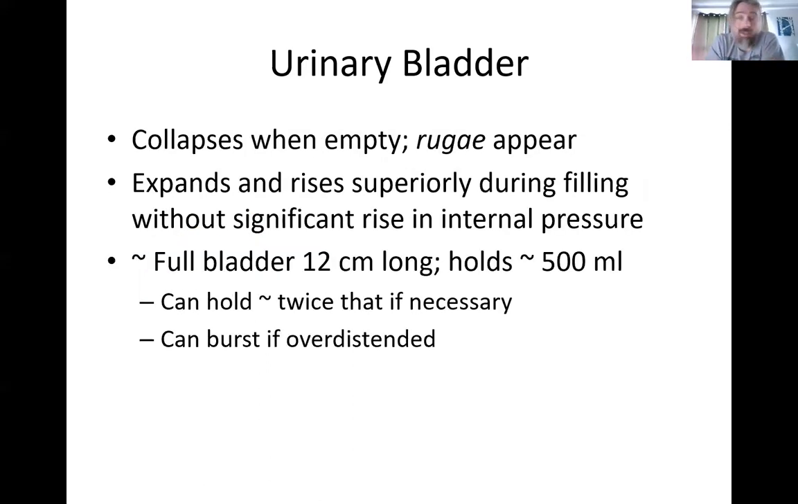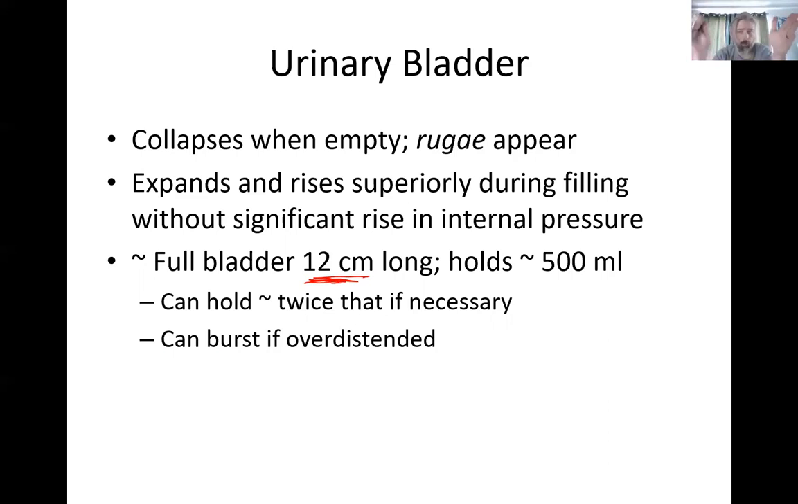The bladder itself is not particularly interesting. It gets very, very flat. It's thin-walled. So if you do a cadaver dissection, for example, oftentimes, particularly in females, but also in males, it's extremely hard to find because it is so thin, so flat, and basically just plastered to the pubic symphysis. So it's not a very big thing in any way, shape, or form. But when it does get full, it can get up to about 12 centimeters long.